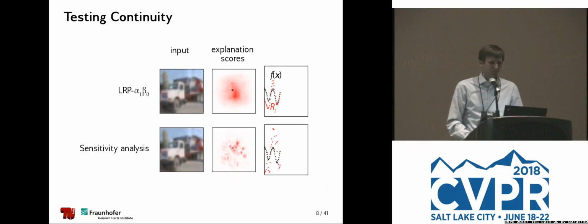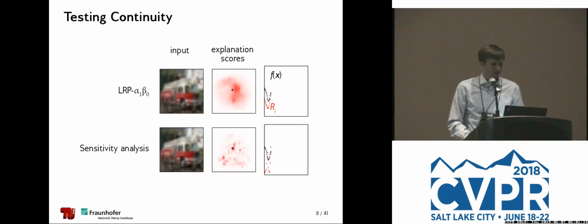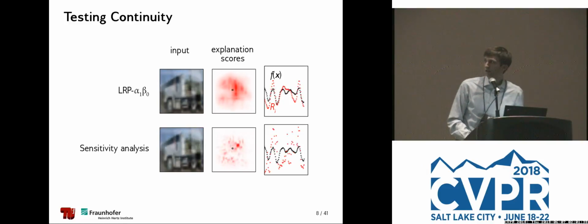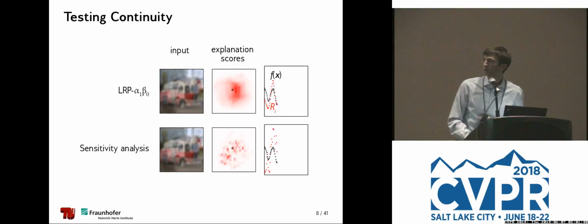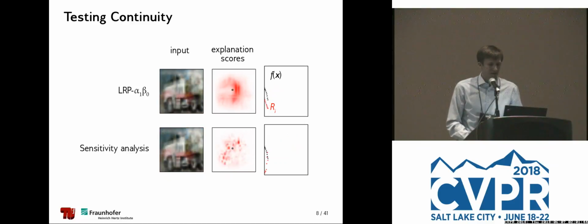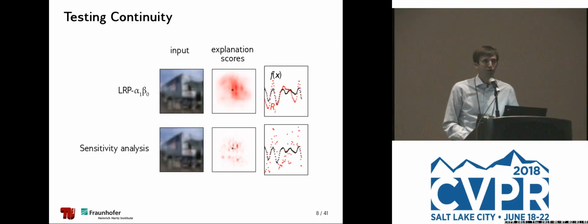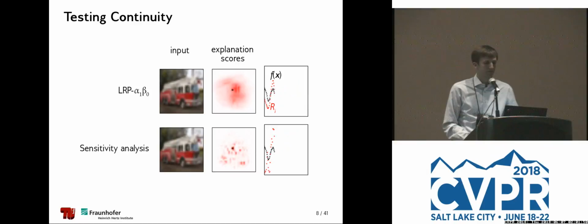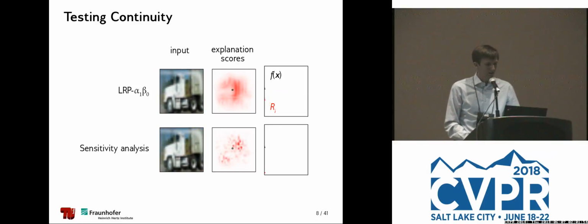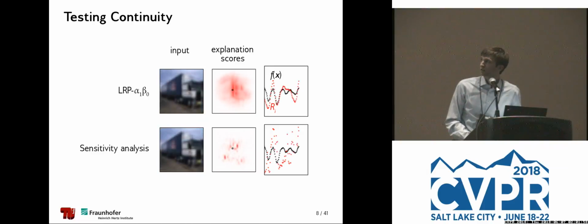And in practice, you want to test it on real data. And this is an example where I look at two methods: LRP with a special propagation rule, basically the default one, versus sensitivity analysis. What I do here is follow some paths in the input domain. And as you can see, the explanation is changing, right?